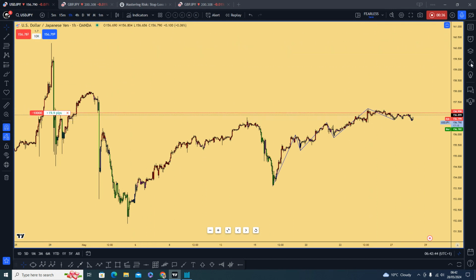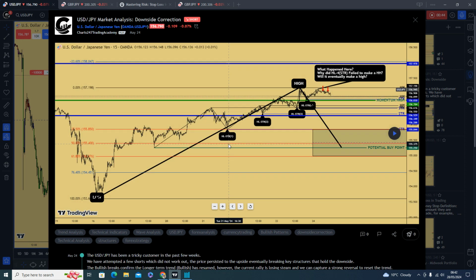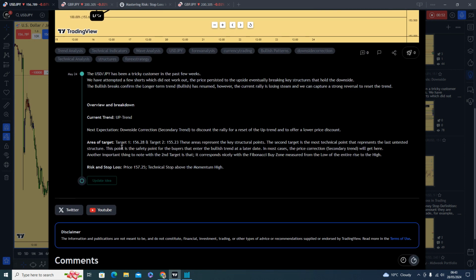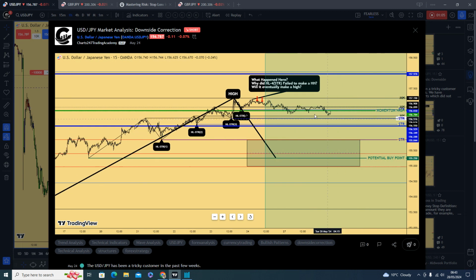The post was to sell a continuation, that I posted in terms of looking for a move to the structures. We said the first target area is 156.28 and the second target is 155.23. 156.28 is here. As you can see, it's going down, but not with any strong momentum. It came below the momentum high.